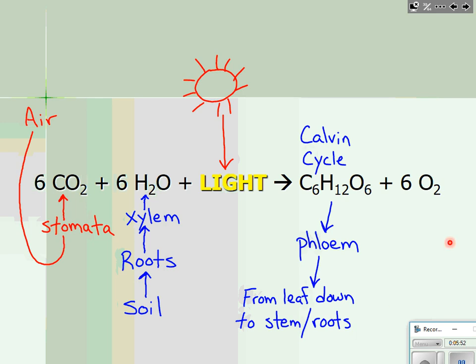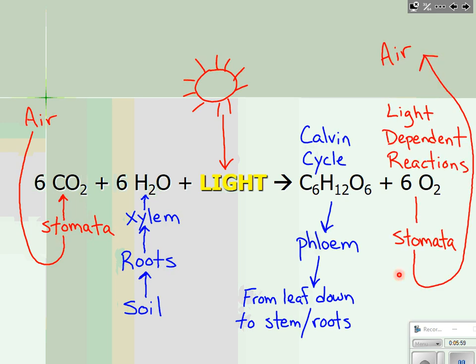The other main product of photosynthesis, of course, is oxygen. Oxygen is given off as a gas, and much of that oxygen will escape the leaf by passing through the stomata. The same openings that allowed carbon dioxide to come into the leaf are now allowing oxygen to escape the leaf, and so that oxygen is going to end up being released out into the environment.